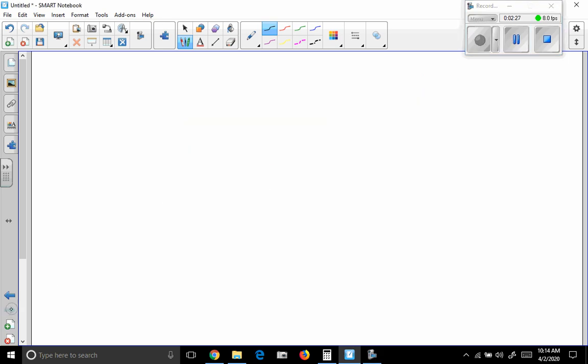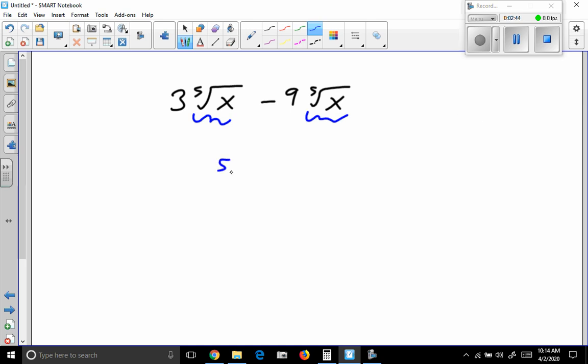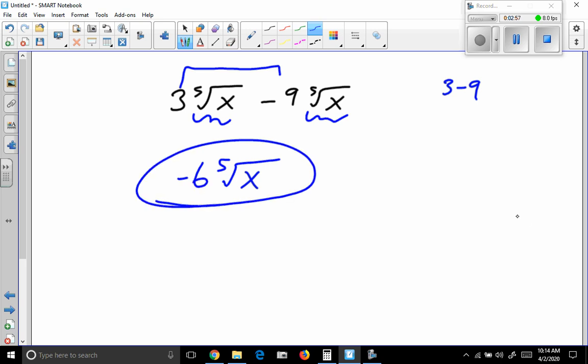The same thing applies if we have letters. If we have 3 fifth roots of x minus 9 fifth roots of x, these are alike because they are both fifth roots of x. So if we want to know how many fifth roots of x we have, we combine the coefficients. We do 3 minus 9. 3 minus 9 is negative 6. So that's how many fifth roots of x we have.